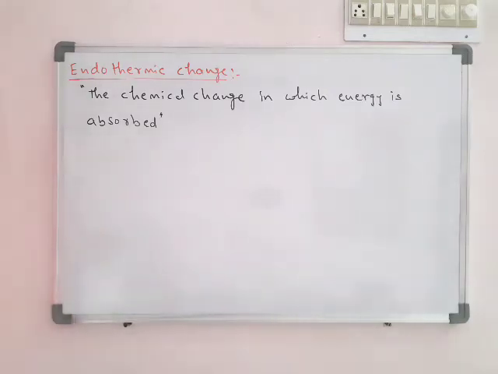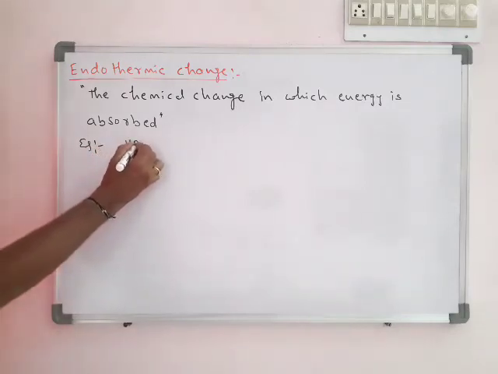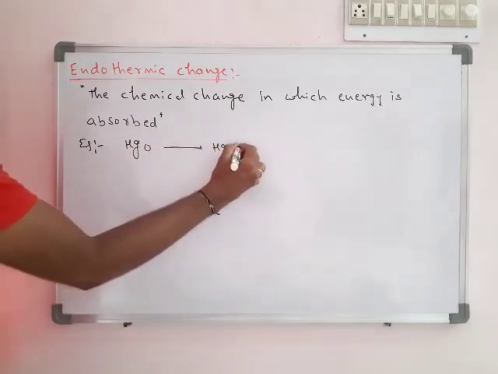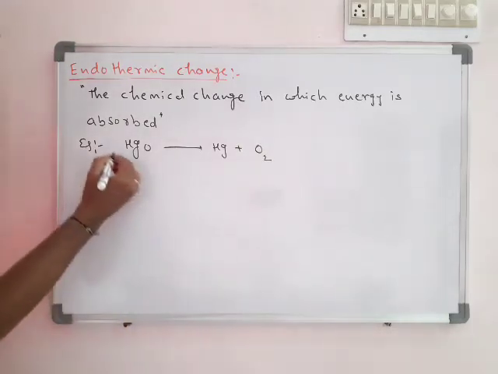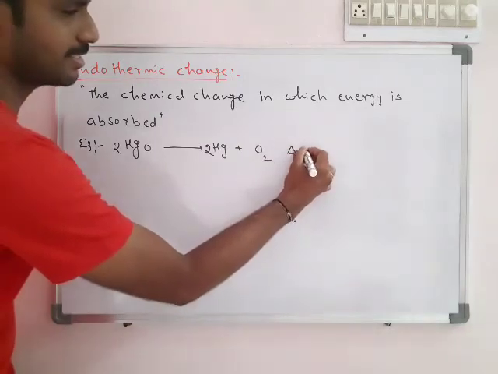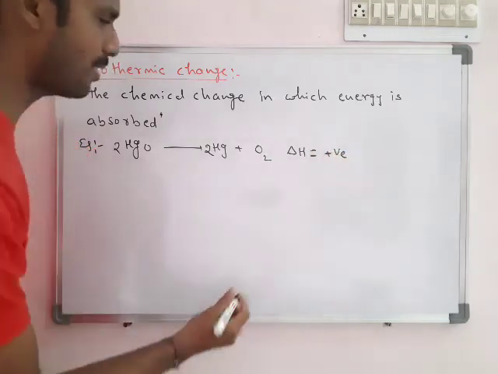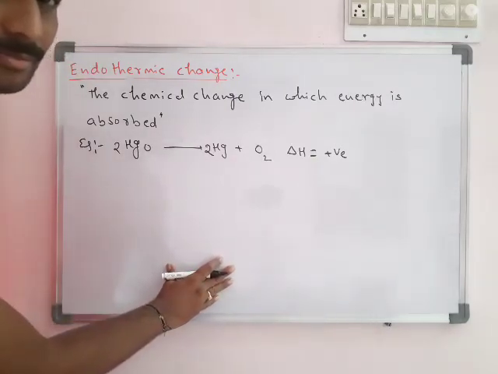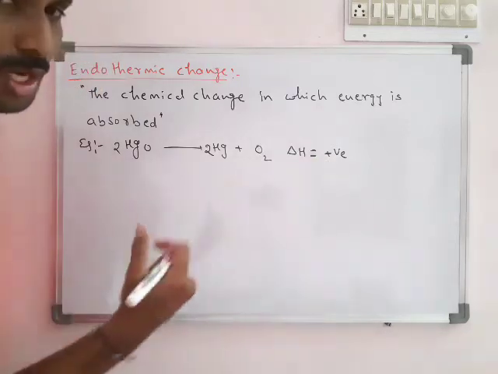If energy is absorbed, that is endothermic, and we can write some examples. Mercuric oxide is converted to mercury and oxygen. So it absorbs some heat. Balance it here to make it two. So what happened here? Generally energy changes we represent in the form of delta H. Here delta H is positive. We don't need to remember how much energy, but we need to remember whether it is exo or endo. Delta H positive, that positive symbol indicates energy absorbed, that is endothermic.